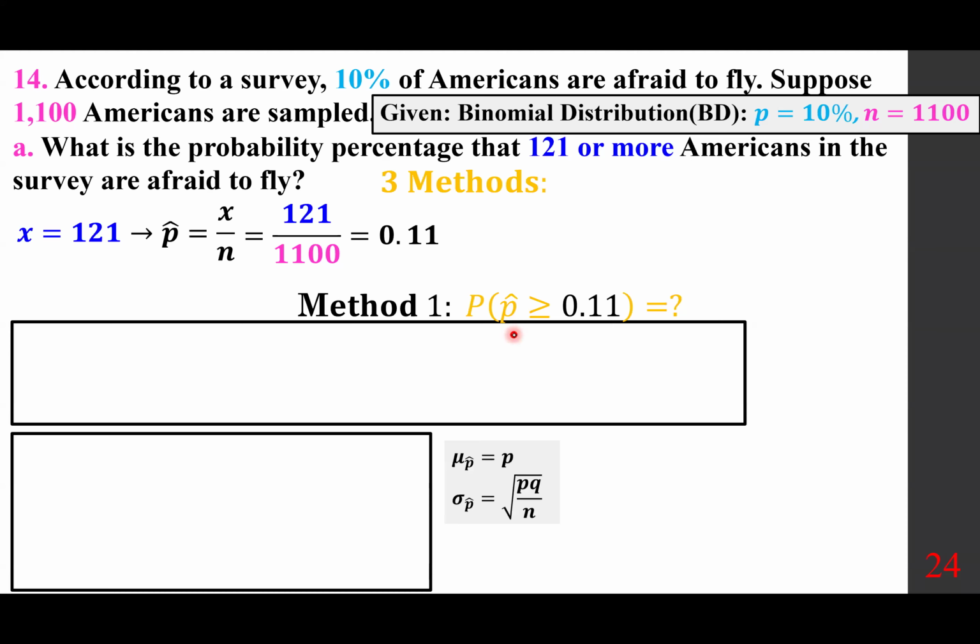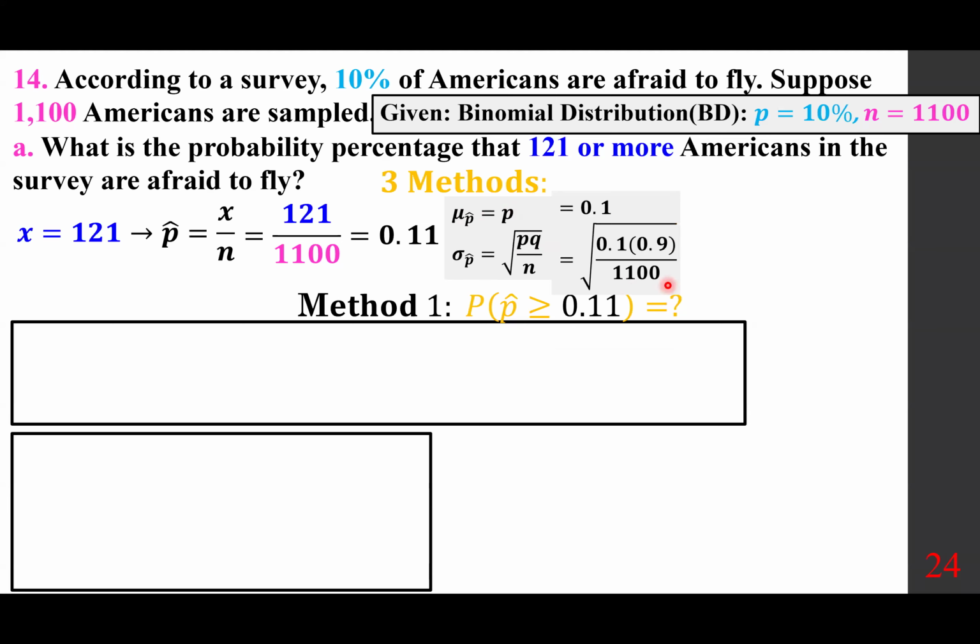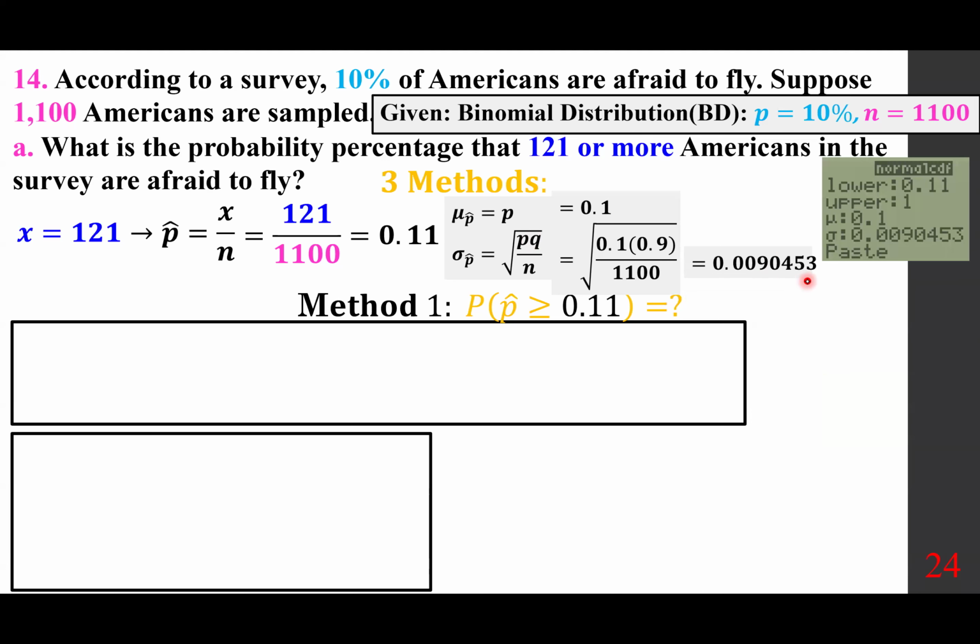And to do so, we're going to say mu of P hat is P, and sigma of P hat is square root of PQ over N. This one is 0.1 or 10%. This one, obviously 0.1, 0.9. Remember, when P is 0.1, we should know Q is 0.9. This is what we get: 0.0090453. And so therefore, we are going to go with normal CDF lower, because this is larger than or equal to 0.11. Okay. If you want to graph that.